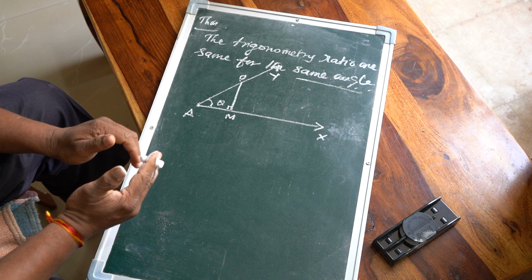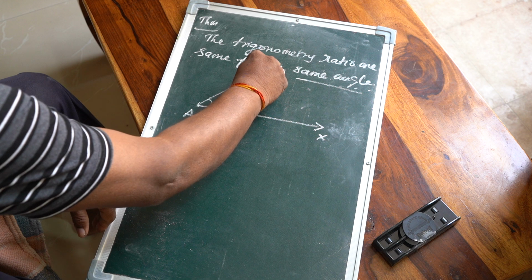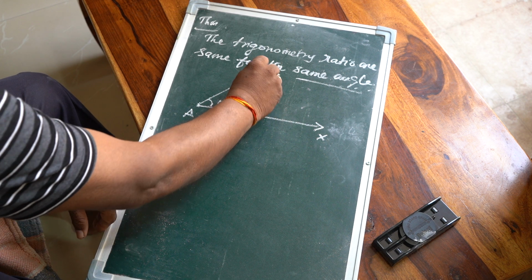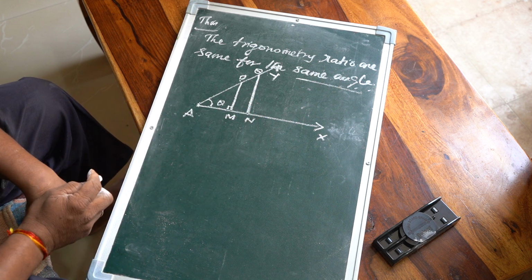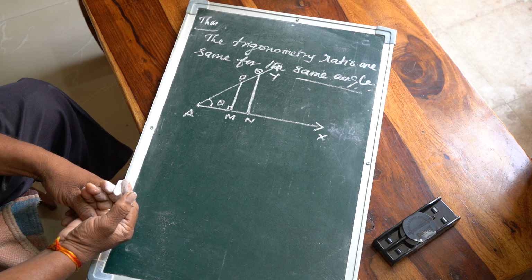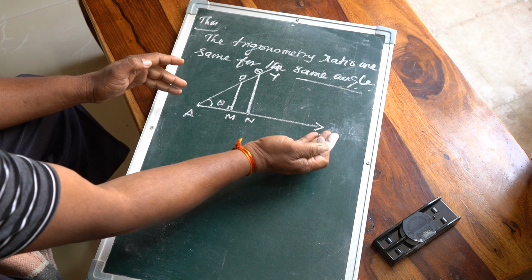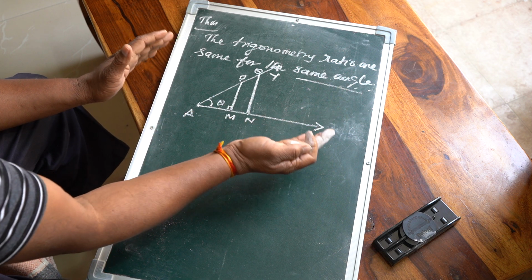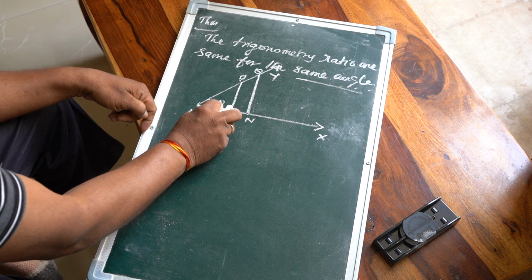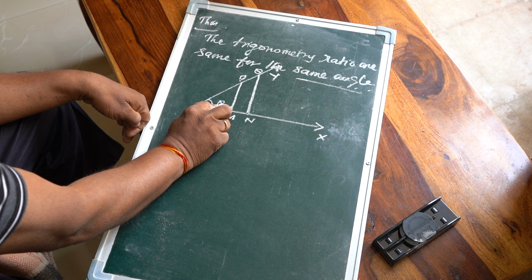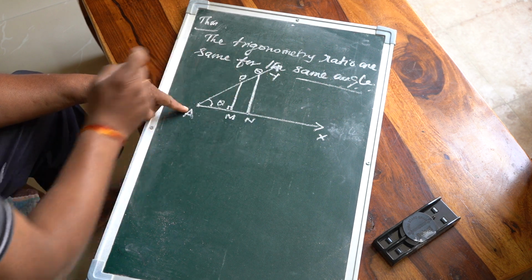And then again we can make one more perpendicular line, that is Q and then N, right? The ray AX is the initial ray. It is rotated in the anti-clockwise direction, and we make angles. So that is the terminal side, that is AY.